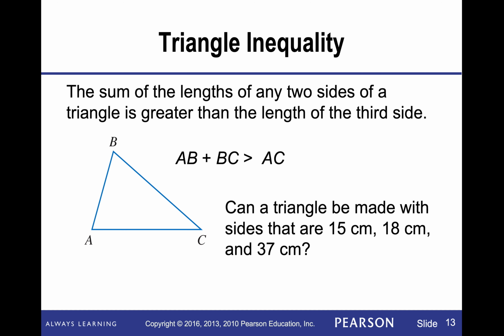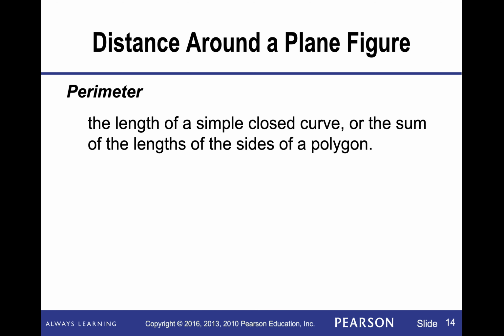So when we ask students a lot in standardized testing, they'll say things like, can a triangle be made with these sides? We are doing the triangle theorem. So because 15 plus 18 is not greater than 37, that doesn't form a triangle.